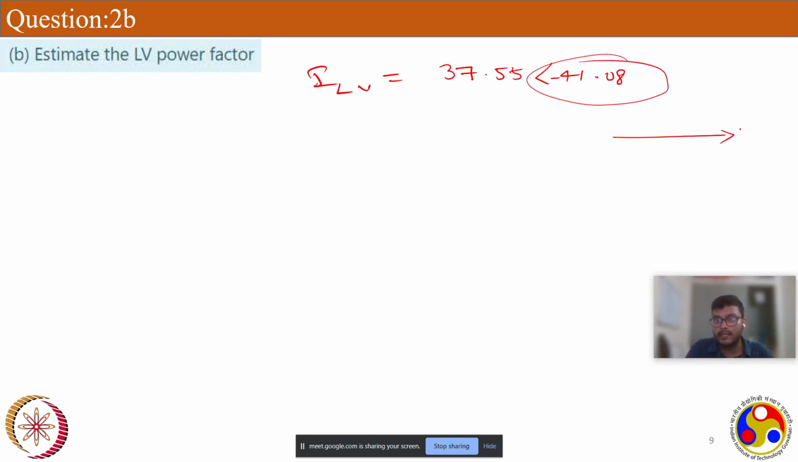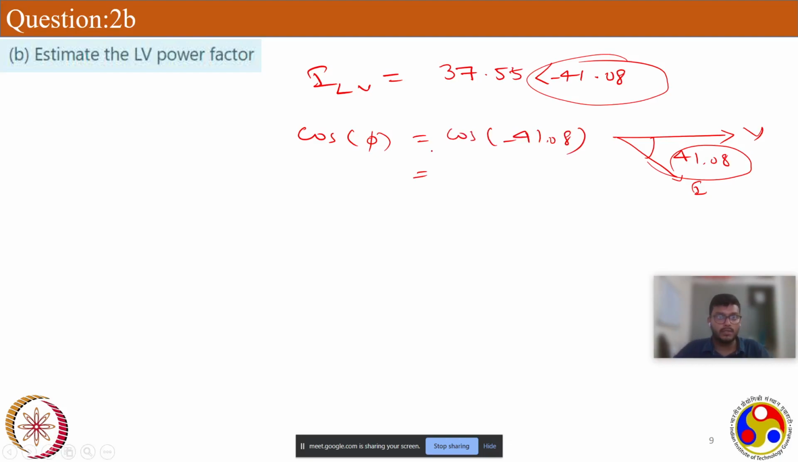Let's say our voltage is the reference, and our current is at minus 41.08. The current is lagging the voltage, which is why it's a minus sign. So this is the angle between voltage and current. Power factor is nothing but the cosine of the angle between the voltage and current. The answer is cos of minus 41.08. Can someone tell me what is the cos of minus 41.08?